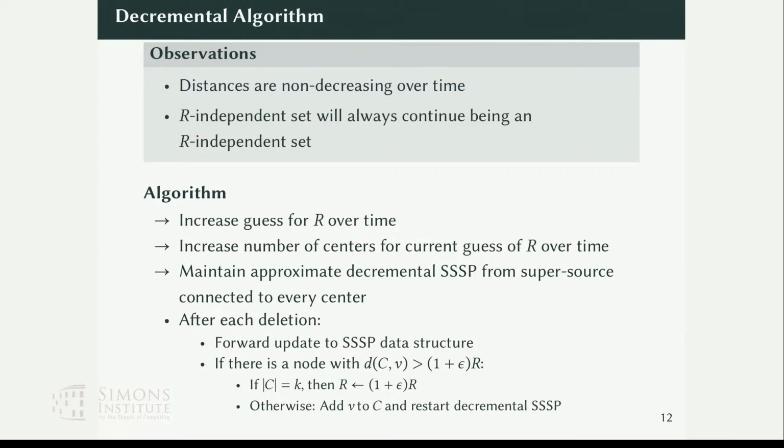Otherwise, you can now, similar to that greedy algorithm I showed you before, simply add this node V to your current centers and restart the decremental single source shortest path algorithm, right? Connected to the super source, you have more connected to the super source.